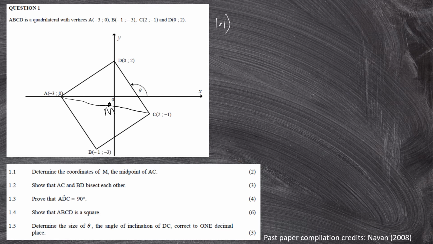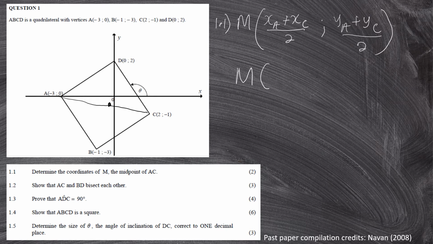Of line AC. So we know the midpoint formula, right? If we need the midpoint of a line, we just take those coordinates, add them and divide by 2. So we say x at A plus x at C divided by 2, comma, y at A plus y at C all divided by 2, because we want to get the coordinate of M, which is the midpoint of AC.